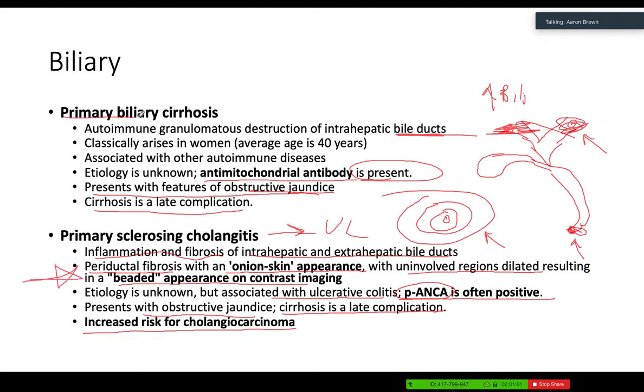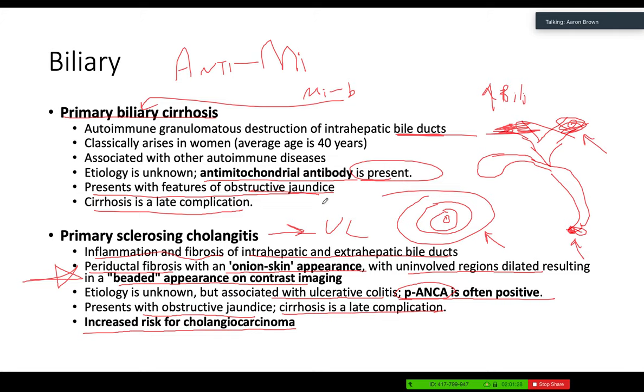With primary biliary cirrhosis, the way that I always remember this: you have your anti-mitochondrial antibodies, they usually write it as anti-M. I always write it as "my B", like you say "my bad", you say "my B", and that B is your biliary cirrhosis. So primary biliary cirrhosis, that's your anti-mitochondrial antibody. This is a young woman. This is a destruction of bile ducts giving you obstructive jaundice.